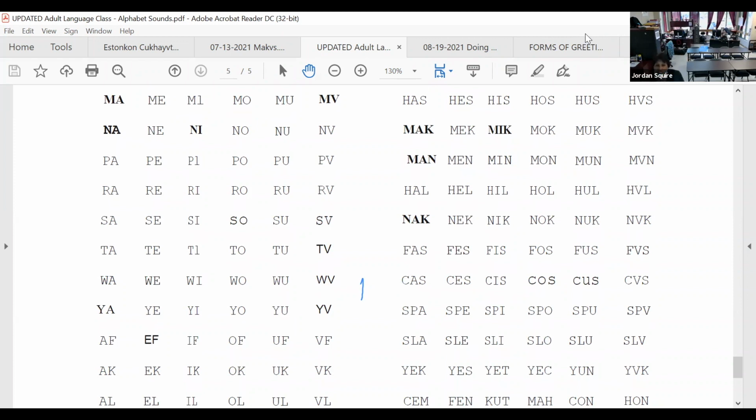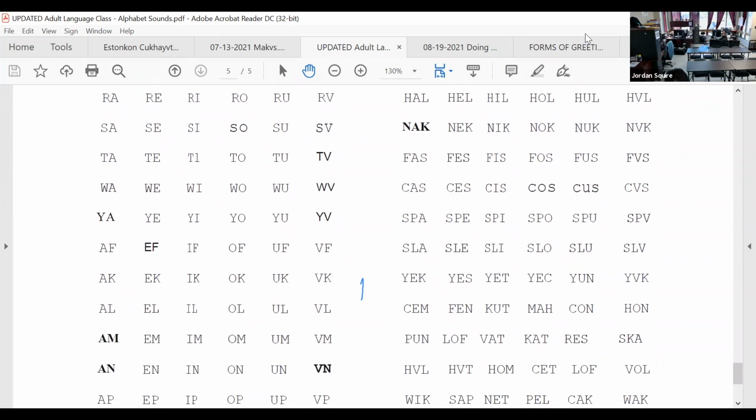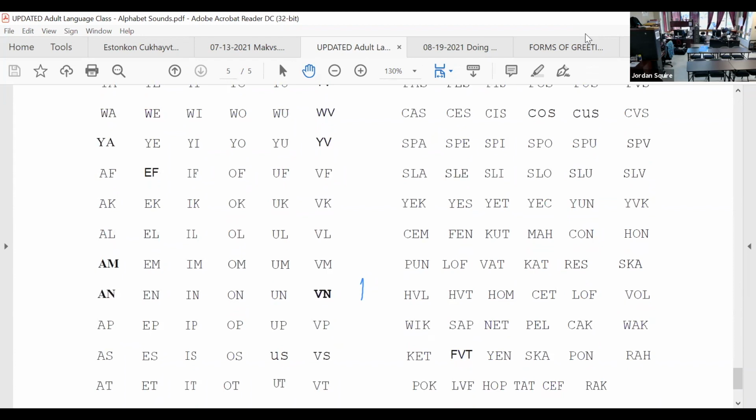Fast, feast, space, horse, goose, fuss. Joss, geese, jace, joss, juice, just. Spa, spee, space, force, booze, fuck. Sla, slee, slay, slow, slew, sluck. Yeek, yeast, yit, yeech, yun, yuck. Chim, bin, got, ma, gon, hon. Bun, loaf, vat, got, feast, ska.